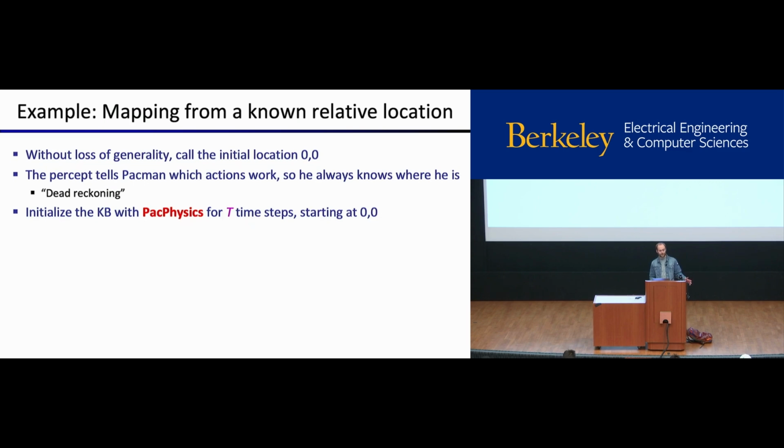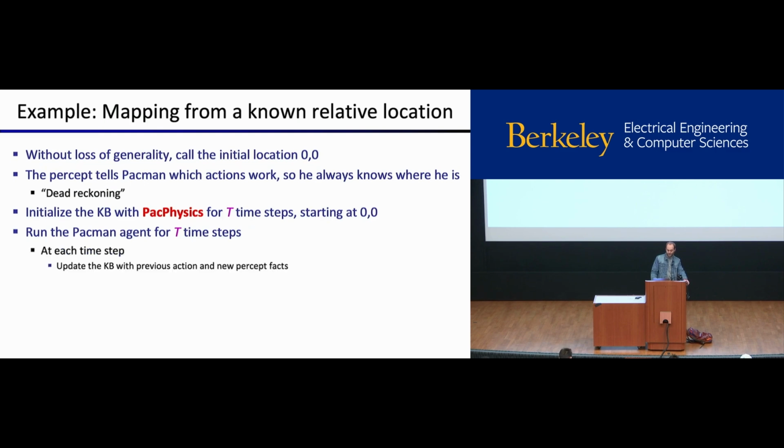So we initialize the knowledge base with Pac physics up to T time steps. We tell Pacman you're starting at 0, 0. This is more of a definition than a fact in this case. And then we run the Pacman agent for T time steps. At each time step, we update the knowledge base. We clarify which action was taken. We add a sentence saying, at time step 4, the action was west. This corresponds to just adding the symbol W4 to the knowledge base.